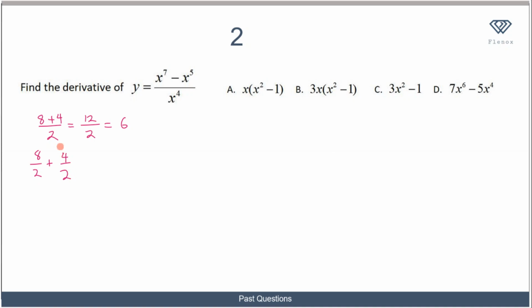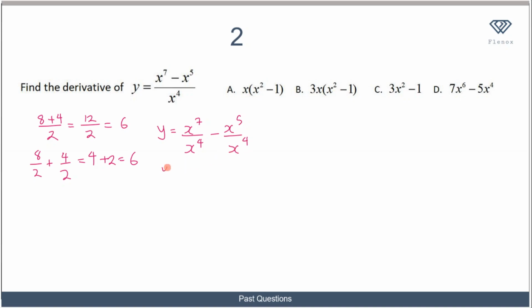So what have I done? I've split the denominator between both of the numerators. And when you solve this, 8 divided by 2 gives you 4, and 4 divided by 2 gives you 2. 4 plus 2 gives you 6, which is the same answer we got when we solved directly. So that means we can write this expression like this. So y becomes, we can split the denominator between the two numerators, and that becomes x raised to the power 7 over x raised to the power 4 minus x raised to the power 5 over x raised to the power 4.